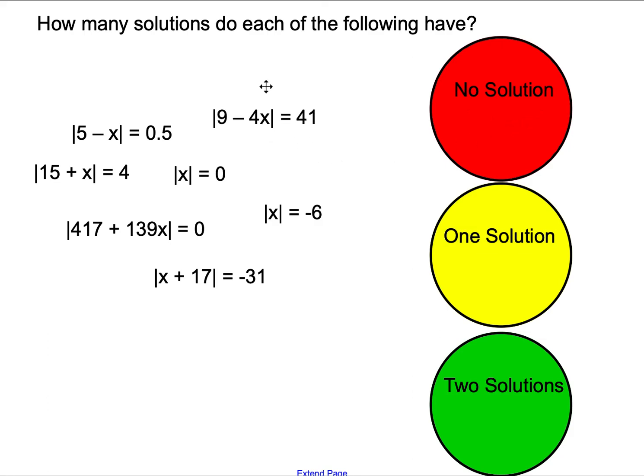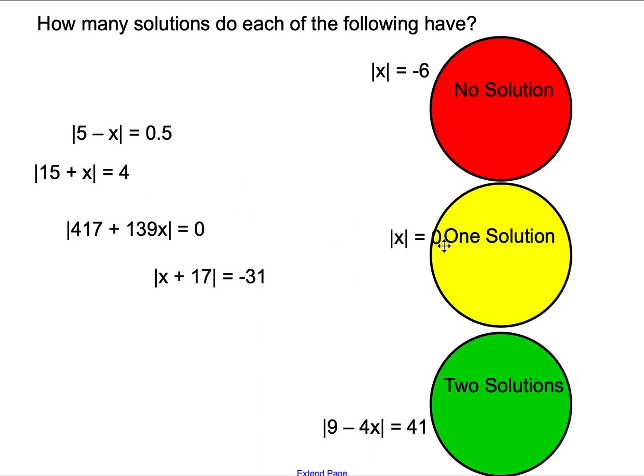And that's correct. The absolute value of 9 minus 4x equals 41. It equals a positive number, so this should have 2 solutions. It does. The absolute value of x equals negative 6 is going to have no solution. The absolute value of x equals 0 has only one solution. Okay, the absolute value of 5 minus x equals 0.5. That is a positive number, so we should get 2 solutions there.